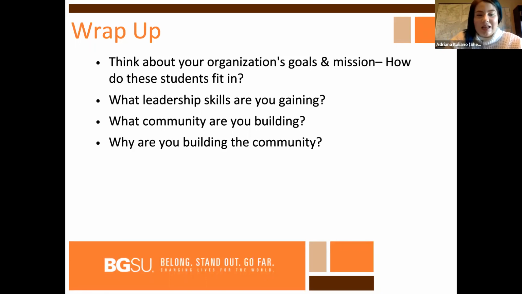But just thinking about your organization's goals and mission, or your goals and your mission as a leader, as a student leader on campus, how do you see these identities fitting in, and how do these students, where can we get them to be more included, and that missing potential that is there, how can we make sure that they're being engaged?